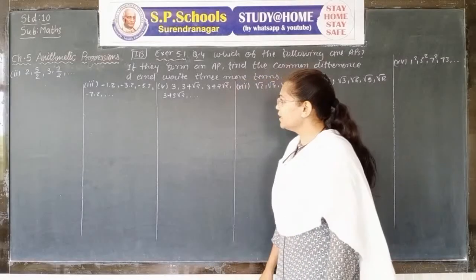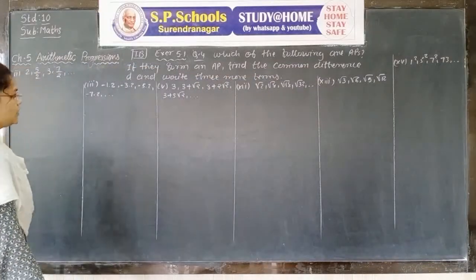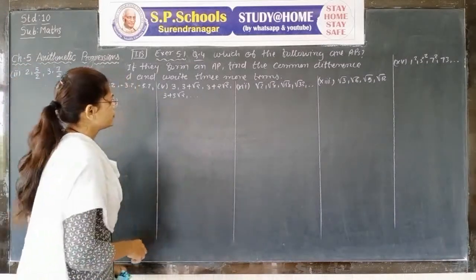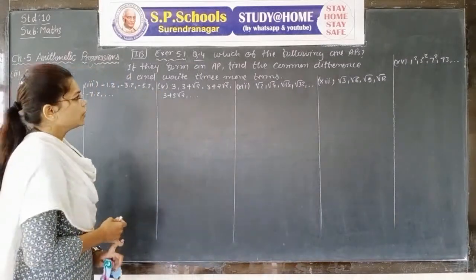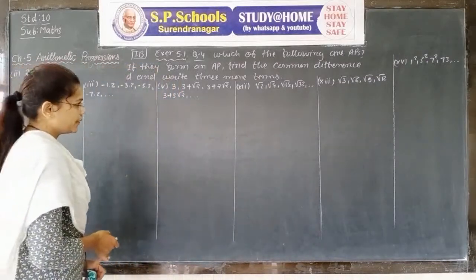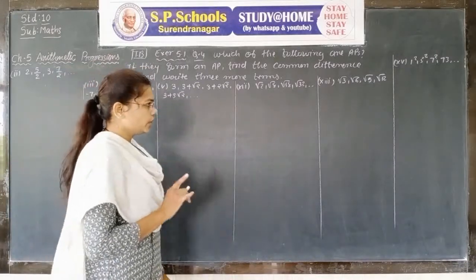Friends, let's see the next question, the last question, number 4 from exercise 5.1. The question says, which of the following are APs? If they form an AP, find the common difference d and write 3 more terms.